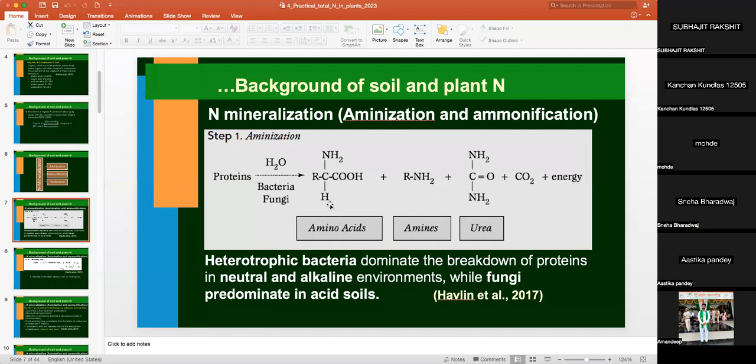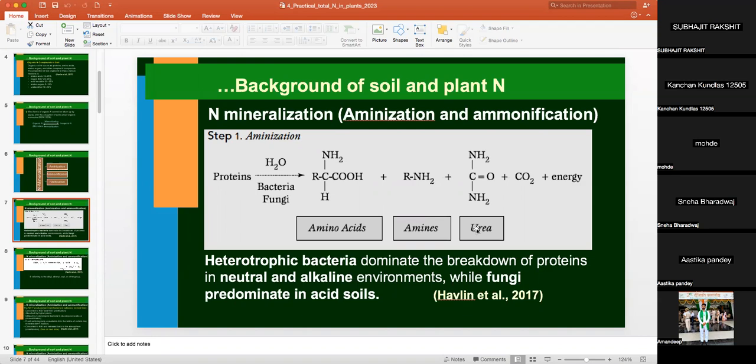You can see amino acids. Amino acids have R, C, COOH, NH2, H. So this is the general formula of amino acids. And NH2 is the formula for amines. So while protein is decomposed or mineralized in aminization, three different products are formed. One is amino acid, other is amines, amines being R-NH2, and other is urea. So three things are produced when the proteins are aminized.